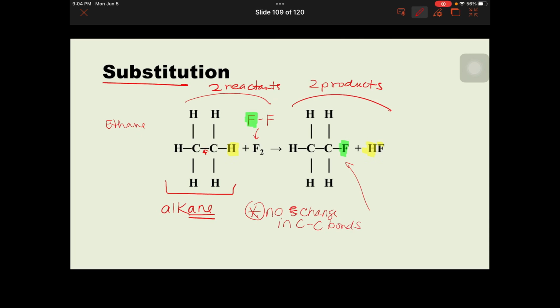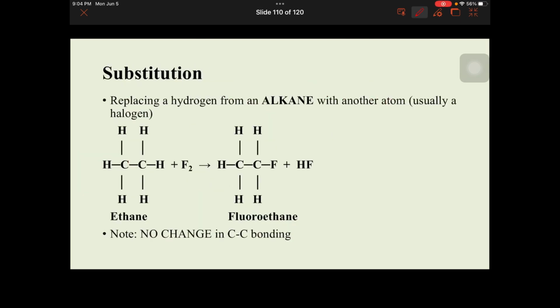So what you need to remember about bonding here is that saturated hydrocarbons have single bonds between the carbons, and they undergo substitution reactions. So I'm not changing the bonds between the carbons. They are single, and they stay single the whole way through. I'm just popping off a hydrogen and plopping in, in this case, a fluorine. That's what it's showing here. Replacing a hydrogen from an alkane with another atom, usually a halogen. So there's no change in the carbon-to-carbon bonding.